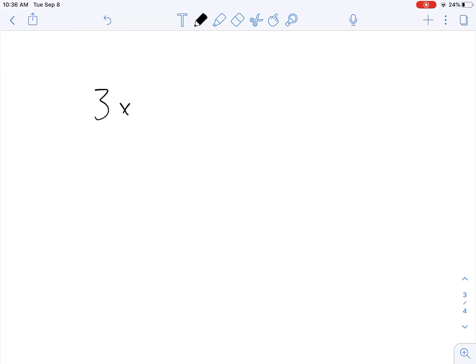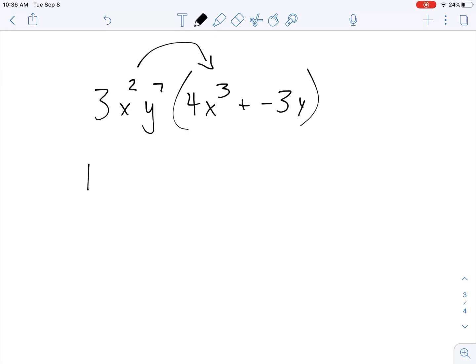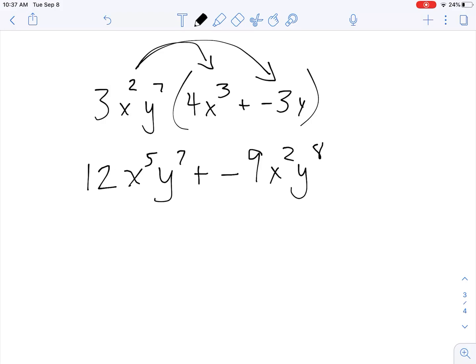All right, so 3x squared y to the 7th times 4x cubed plus negative 3y. So I'm going to distribute. 3 times 4 is 12, x to the 5th, y to the 7th, plus a negative 9x squared y to the 8th. Don't forget to do this second distribution. And don't forget that when you have the same base, you are adding the exponents, and this 3y is really like 3y to the first power.